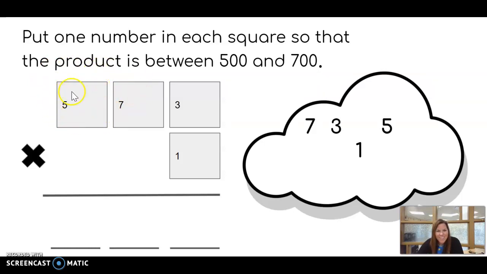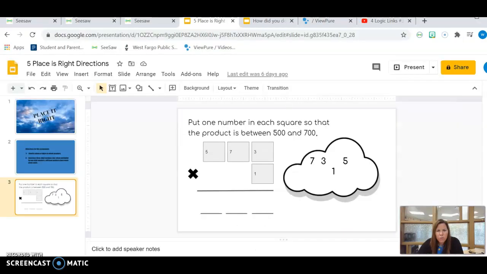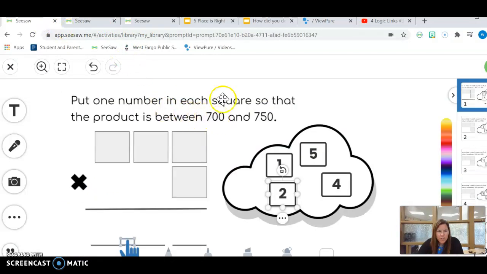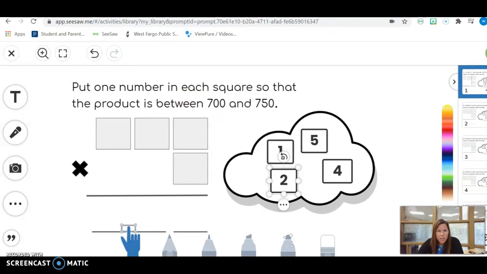You might have to do a couple different multiplication problems, and that's okay. All right, so I'm going to show you actually in Seesaw too, just so you know what it looks like in there. Here you go. So this is what it's going to look like in your Seesaw library. So once you're in Seesaw and you watch this direction video, you're going to click Add Response, and it's going to bring you to this first slide.